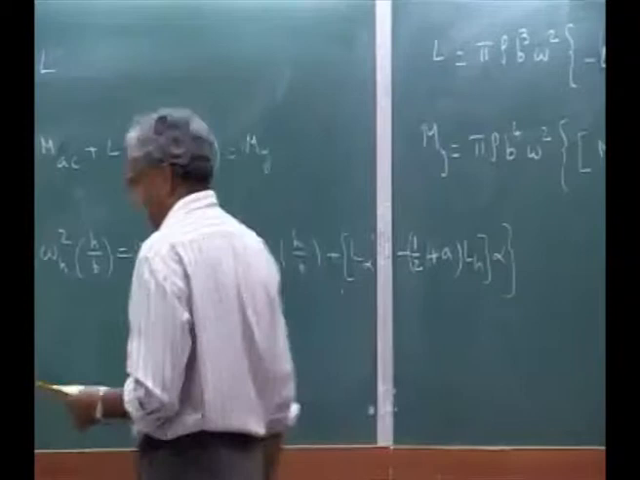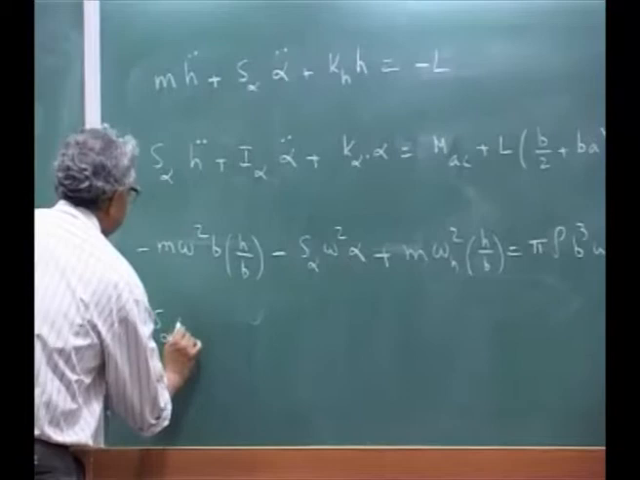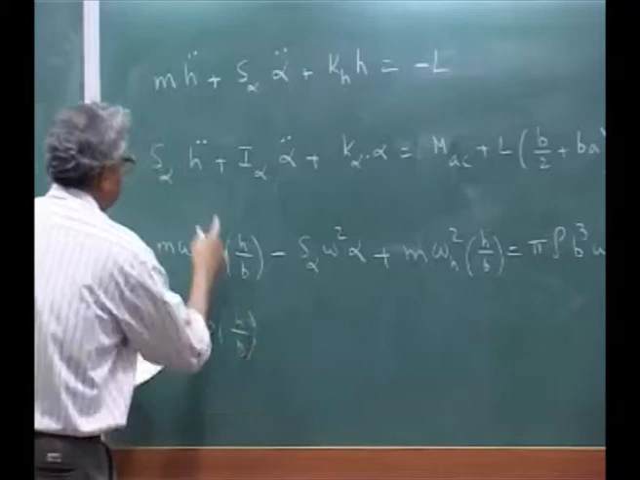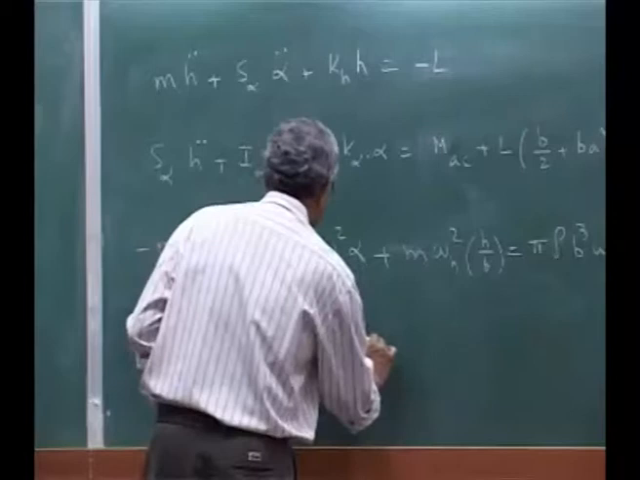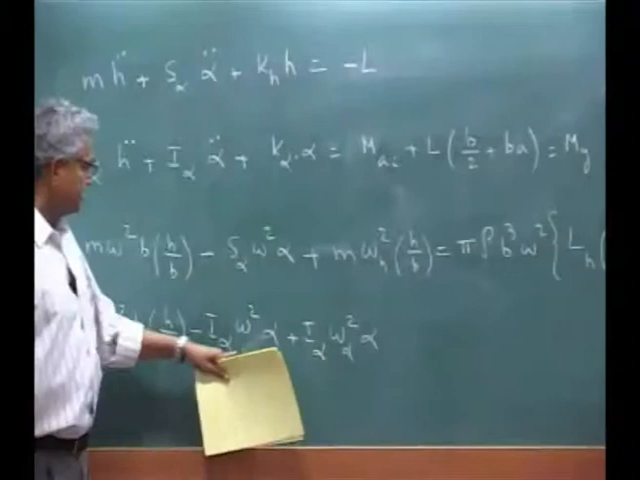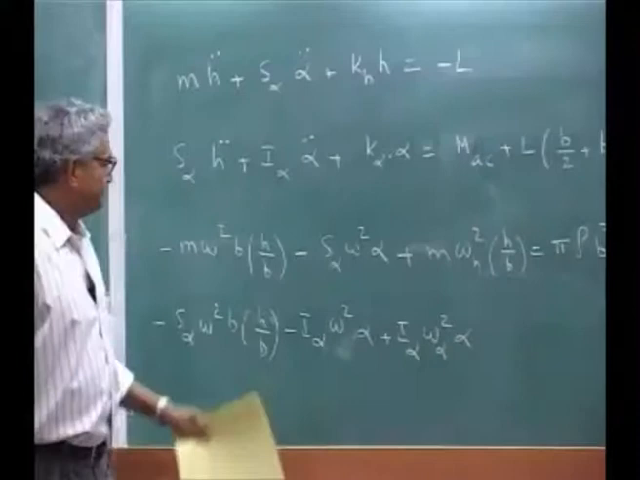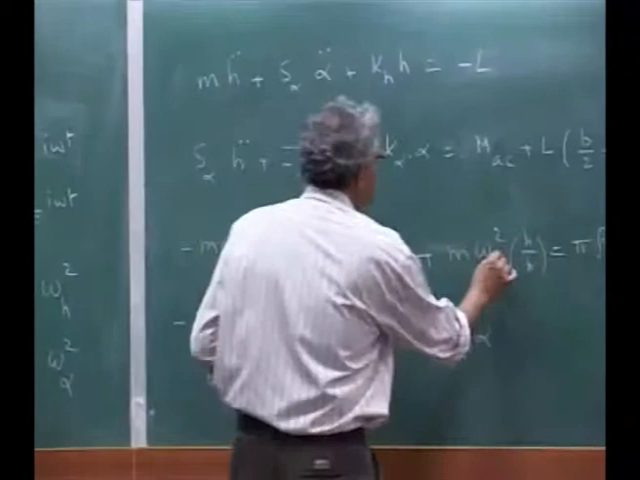Okay. Then I go and write my second equation. That will be S alpha, again minus S alpha omega square b h over b. That is this term, minus I alpha omega square alpha. Sorry, this is plus I alpha omega_alpha square alpha. Please understand, this is omega square alpha, this is omega_alpha square alpha. Because this is alpha double dot. Okay? Third one. Oh, here, yeah. I'm sorry. Put a b there. Yeah. There is a b.